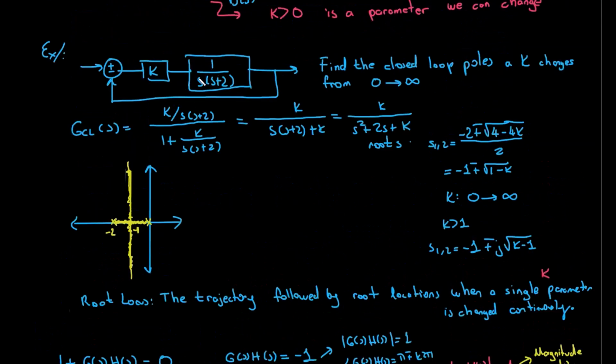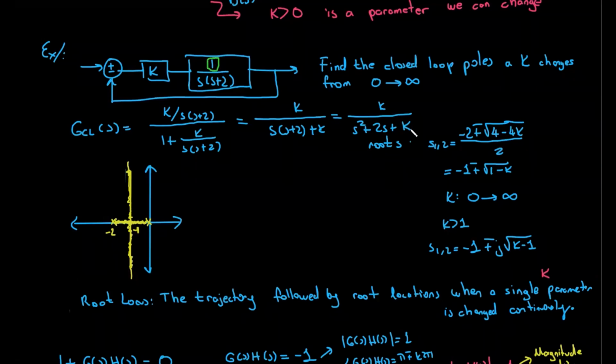In our example, as you remember, it was K, and I have 1 over s times (s plus 2). This is N(s), and this was D(s). We were looking for the roots of s squared plus 2s plus K, so D(s) plus K times N(s). N(s) is equal to 1 here in this example.